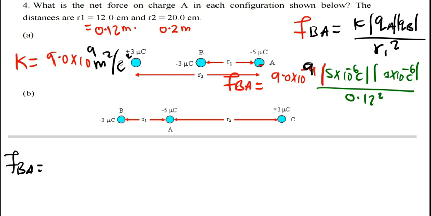So 9.0 times 10 to the power 9 times 5 times 10 to the power negative 6 times 3 times 10 to the power negative 6. I'm getting 0.135. Divide this by 0.12 squared. Okay, cool. So the answer I'm getting now, since it is going toward positive, I'll say it is positive 9.375. It is a force, so it is in Newtons.